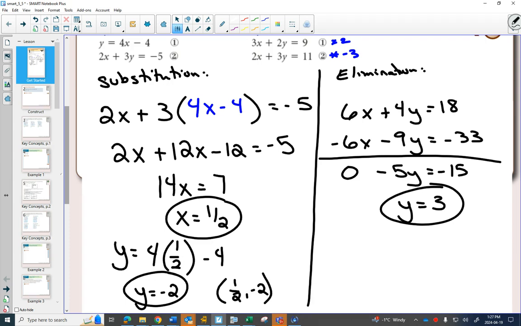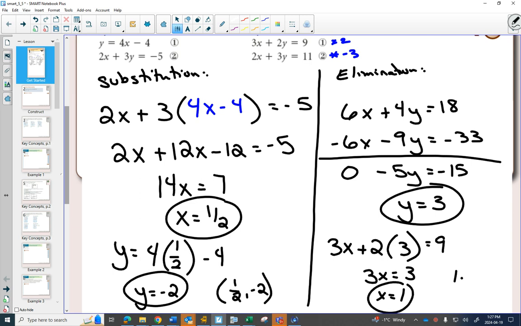To find my x value, I could use equation 1 or equation 2 and plug in. So I'm using equation 1 here. I'm going to plug in 3 for y. Move that 6 over. This one, had I graphed them, would have been really nice. It probably would have been one I could have figured out from my graph because they intersect at a nice point, 1, 3.